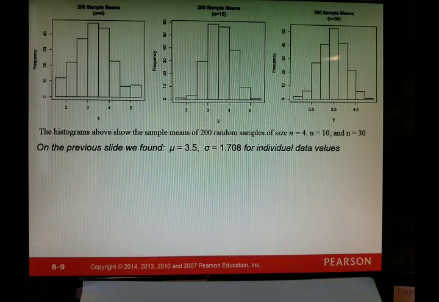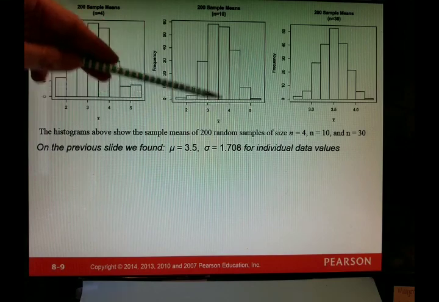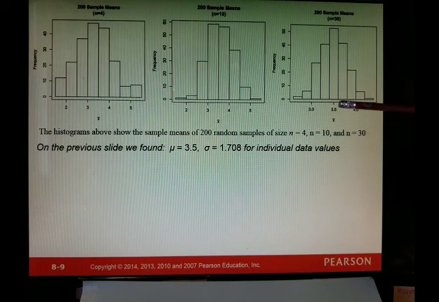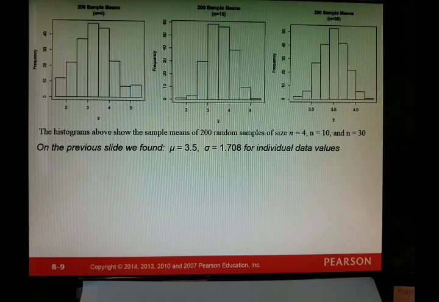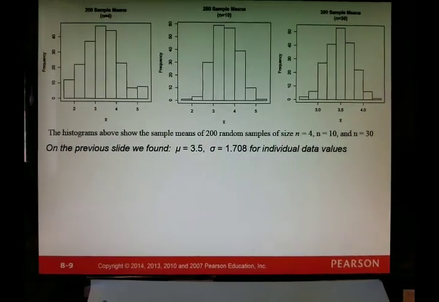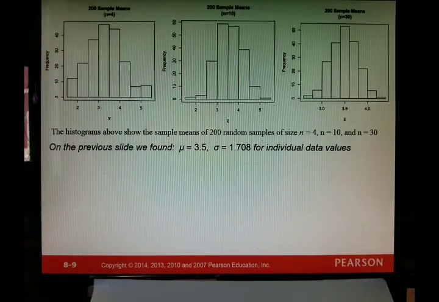Okay. Now if I take a look at the means, the mean on all of these falls at about 3.5. The mean on this one is at 3.5. I do hope you're noticing that the standard deviation is getting smaller with each of these graphs as well. Notice this graph, the width of the graph is getting skinnier the larger n gets. So on the previous slide, we had a mean of 3.5 and a standard deviation of 1.708.